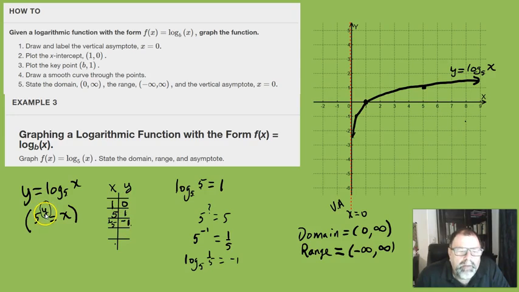Plug it in. 5 to the 0 is 1. 5 to the 1 is 5. 5 to the -1 is 1/5. And I'm going to plot those 3 points, and then draw in my asymptote, and then draw in my curve. Okay? So that's the way I do it.